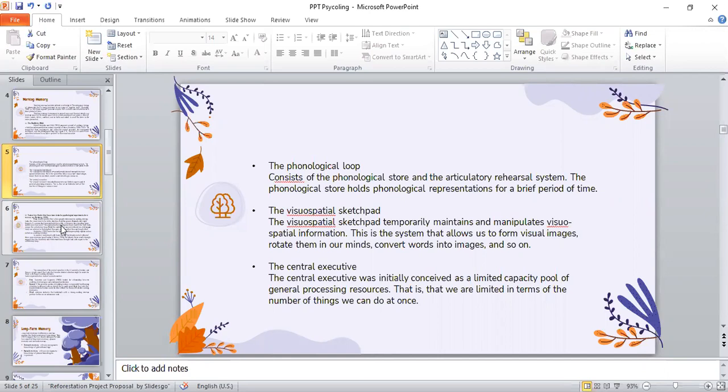The central executive was initially conceived as a limited capacity pool of general processing resources. That is, we are limited in terms of the number of things we can do at once. How many things we can simultaneously do effectively depends on the amount of resources. For example, we can watch TV and drink coffee at the same time, but it is more difficult to carry on a conversation while doing arithmetic problems in our heads.